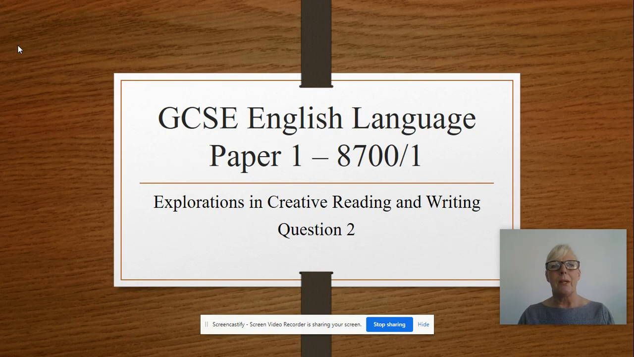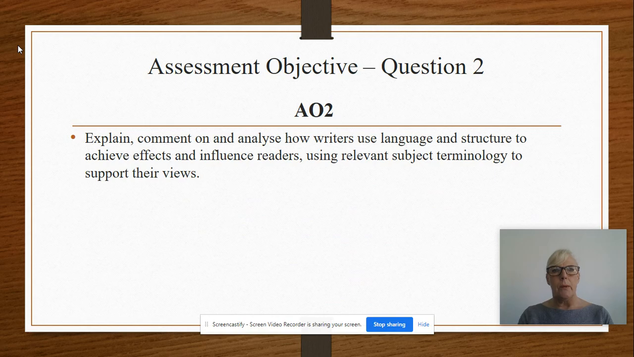Good morning, everyone. Welcome to GCSE English Language Paper 1. That's the 9 to 1 AQA Explorations in Creative Reading and Writing. Question 2 is the one we're going to concentrate on today. Okay, so let's have a look.